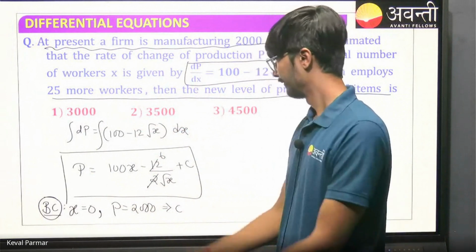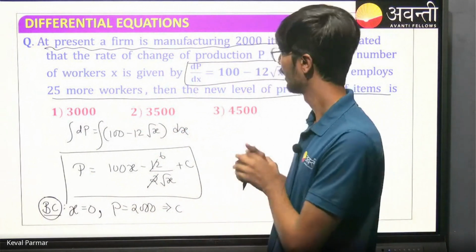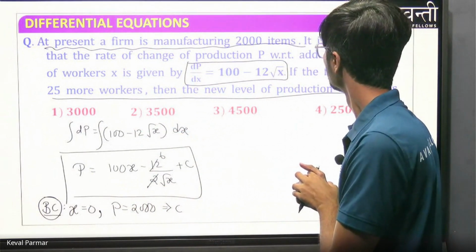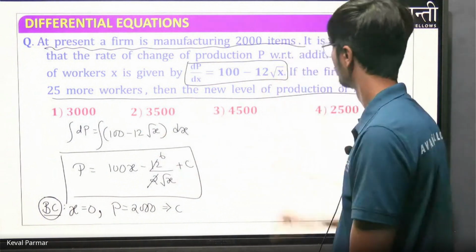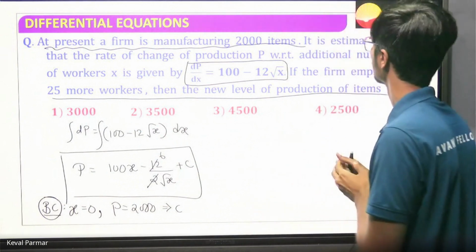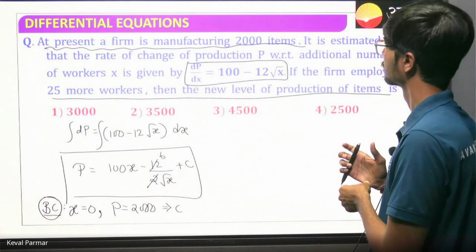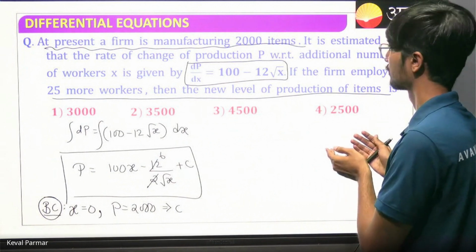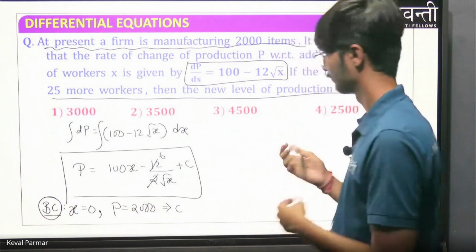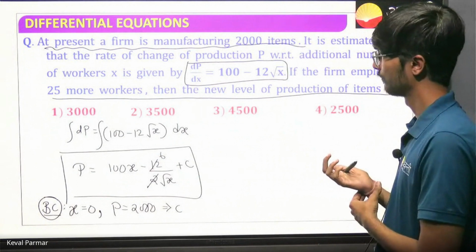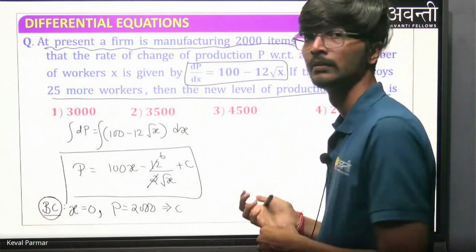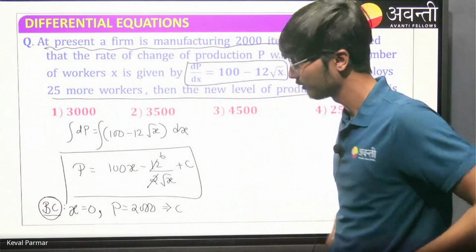Can you get me the value of c? I think again we are making some mistake, right? If x is 0, did we integrate properly? There seems to be a problem. What do you think? Is something missing in the question or did I make a mistake here?